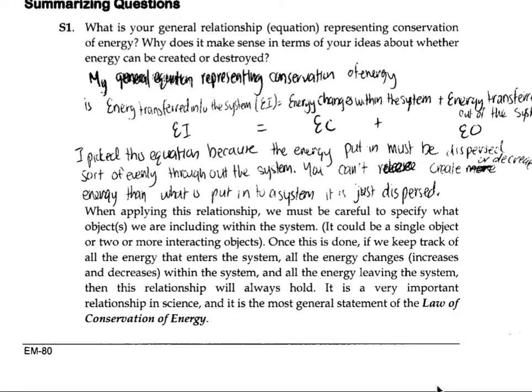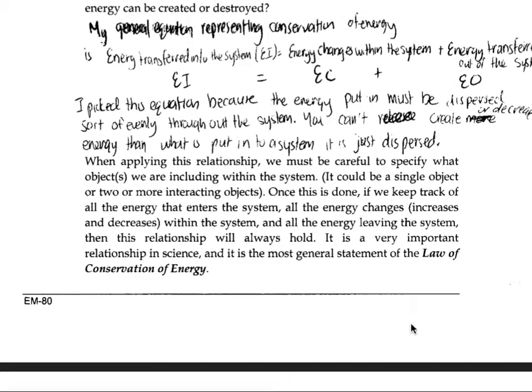I picked this equation because the energy put in must be dispersed sort of evenly throughout the system. You can't create energy or decrease energy in the system, so what is put in must be what is dispersed throughout, and usually it all evens out. So that's what I put for number 1.